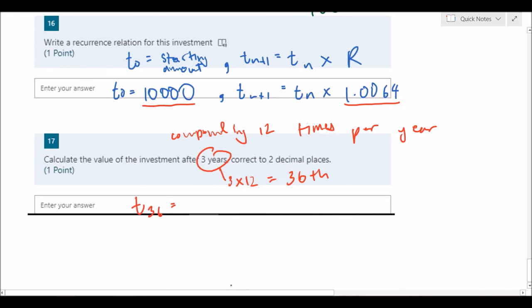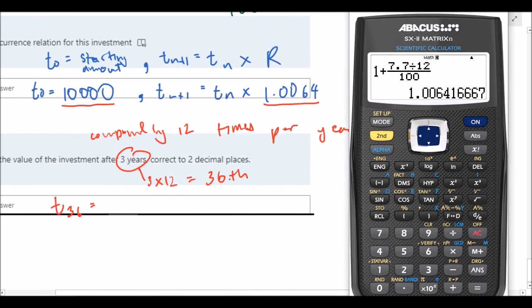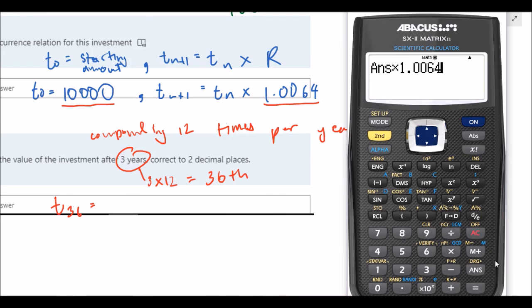Now, you can, if you really wanted to, use your calculator for this and work it out recursively. So you'd go 10,000, enter, and then times the common ratio of 1.0064, and you can press enter 36 times. So 1, 2, 3, 4, 5, and so on up to 30. I think I kind of already lost count, which is a bit much. It gets a bit much.